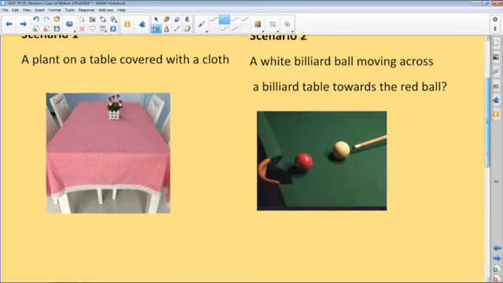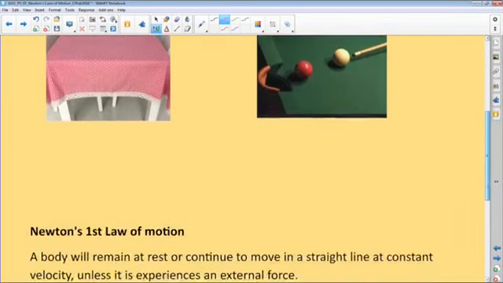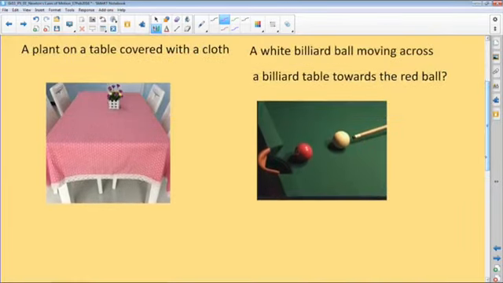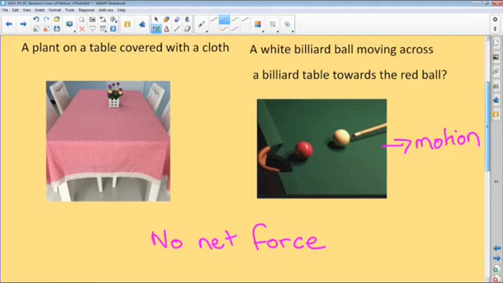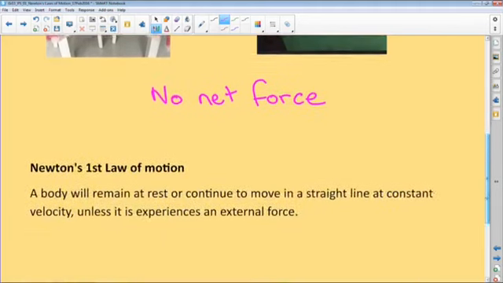Newton would say that there is, in both cases, no net force, but in this case, there is still movement, or there is still motion, okay? Even though there's still motion, he's still going to say that there is no net force. So how do we explain that? And that brings us on to the first of Newton's laws.